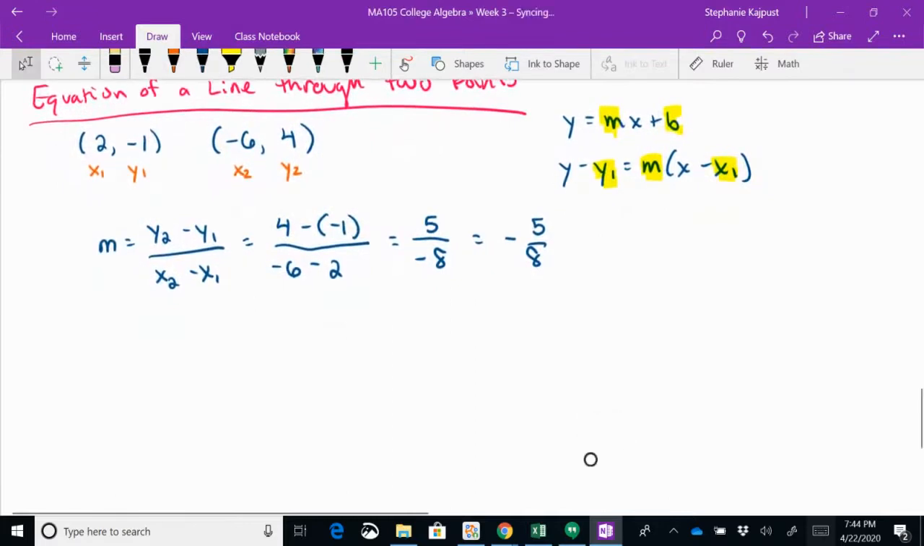So now that I have found my slope, I'm going to plug this into my point slope form. So point slope form is y minus y1. So the y1 I labeled as negative 1. So I'm going to use that same y1.